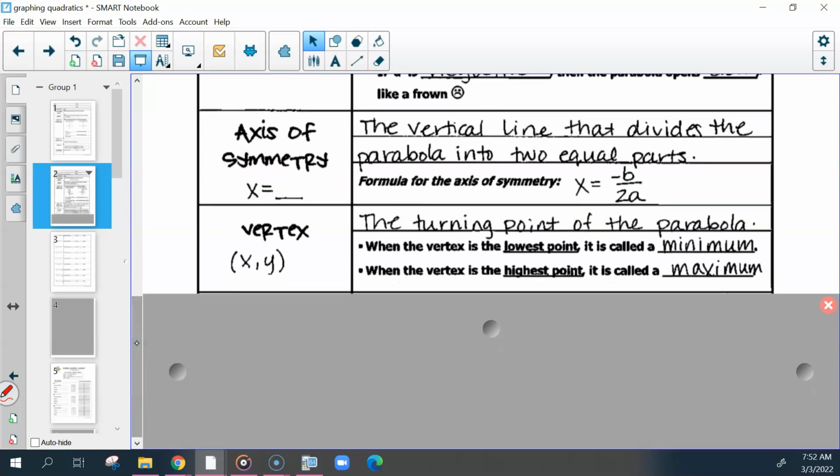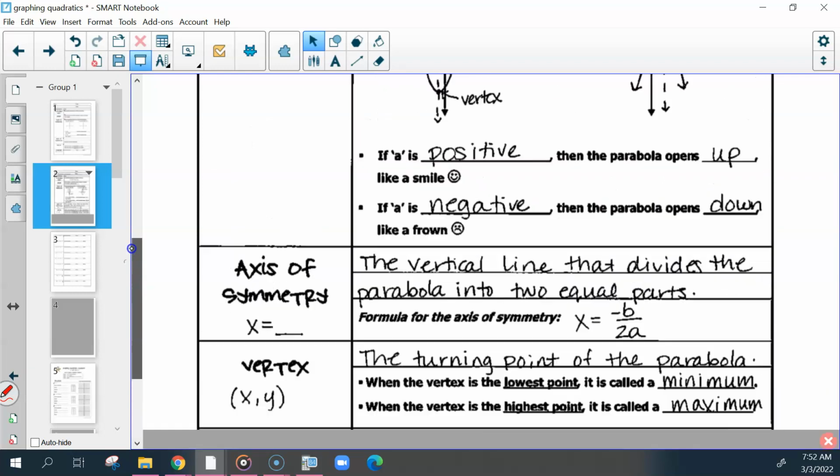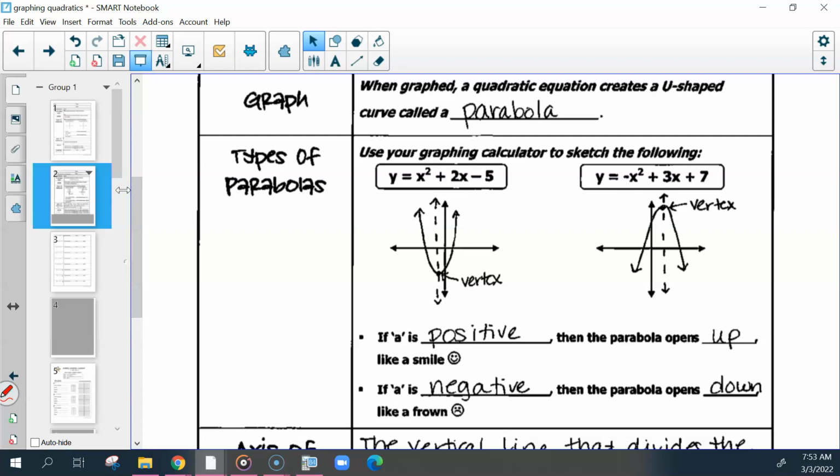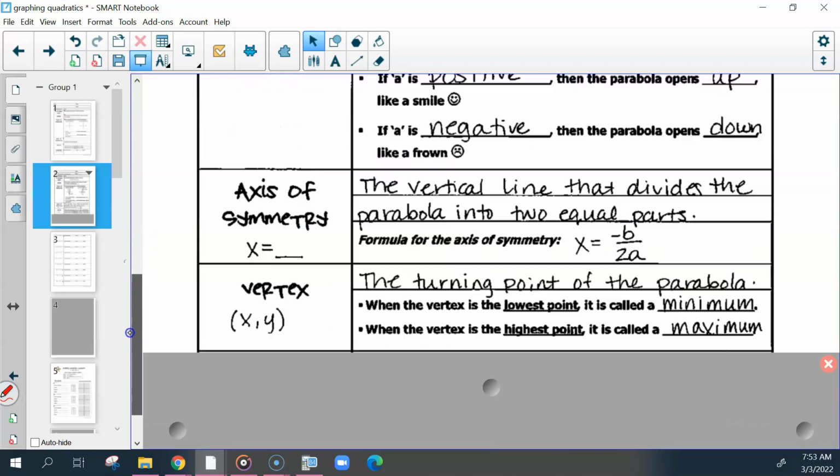Something else you'll need is the vertex. The vertex is the turning point of the parabola. What that really means is there is a point on the axis of symmetry where it goes from decreasing to increasing, or vice versa, where it comes down and then goes back up, or goes up and then goes back down. So here, when your parabola faces up and your vertex is at the lowest point, that is your minimum. And when your vertex is at the highest point and your parabola faces down, that is your maximum.